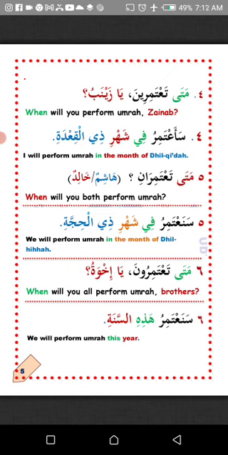Sita, number six. Mata ta'tamiruna ya ikhwa? When will you all perform Umrah, brothers? Now the answer. Sana'tamiru hadhihi sana. We will perform Umrah hadhihi sana, this year. La'alaka fahimt? I hope you understand.